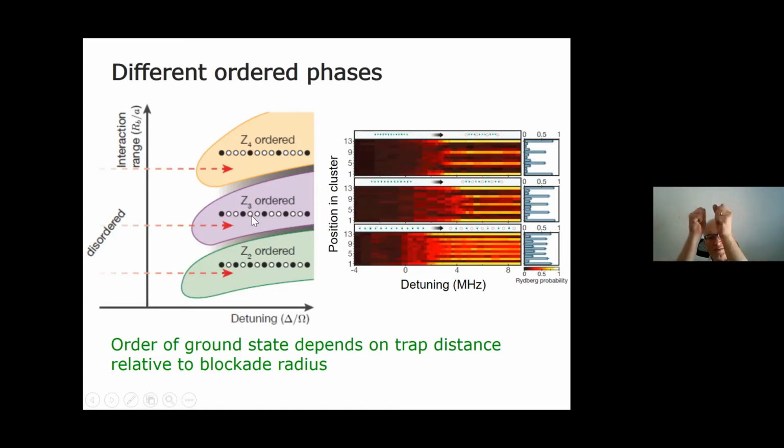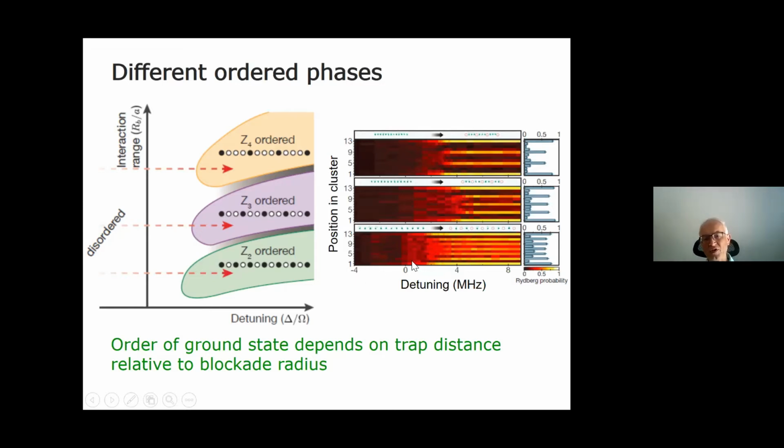And if we put the atoms closer together so that not only next neighbors but second next neighbors are within the Rydberg blockade radius, then we expect this Z3 ordered phase where every third atom is excited to the Rydberg state. Or, if you place them even closer together, every fourth atom is excited to the Rydberg state. And we could indeed see these patterns. So this shows you in a color plot, where light color means Rydberg state and dark color means ground state, as a function of the final detuning.